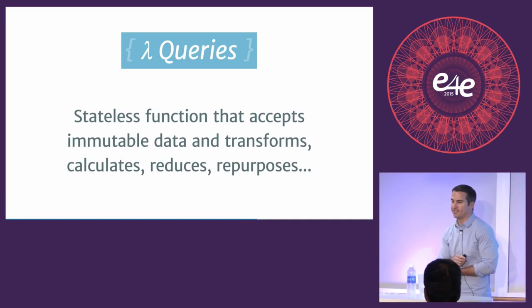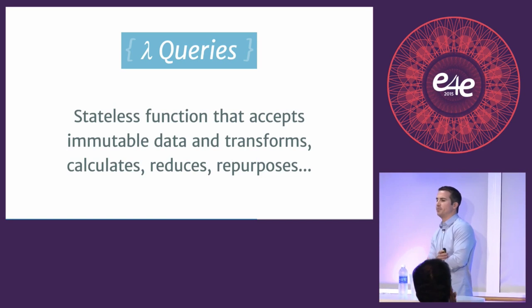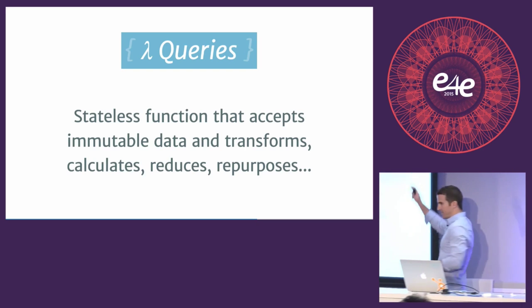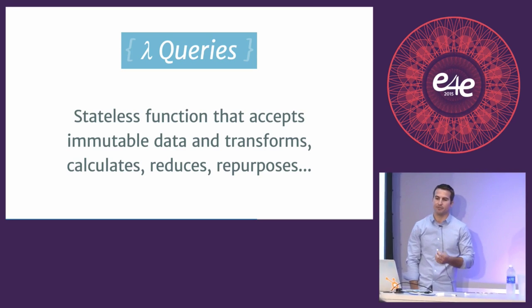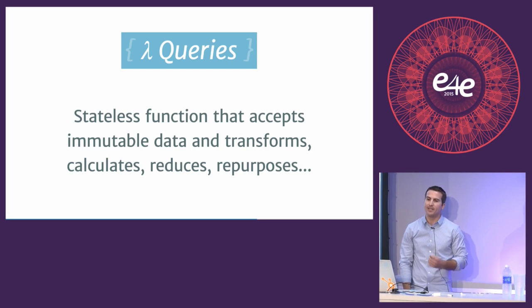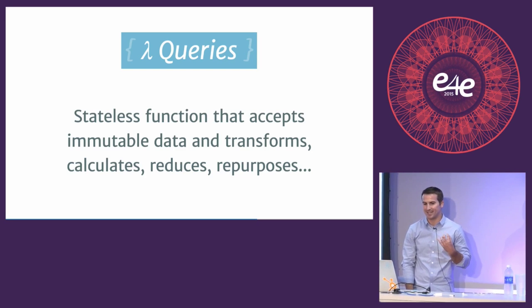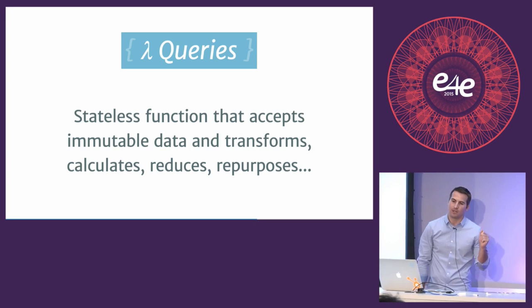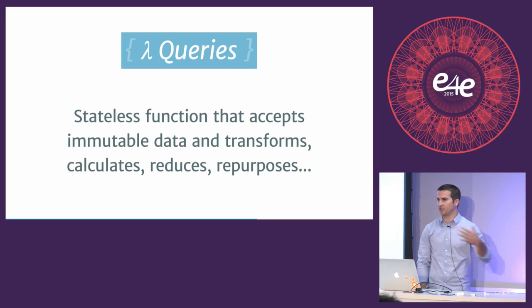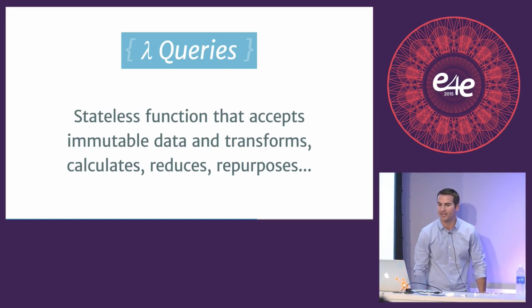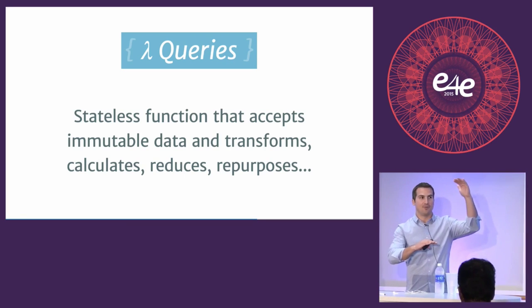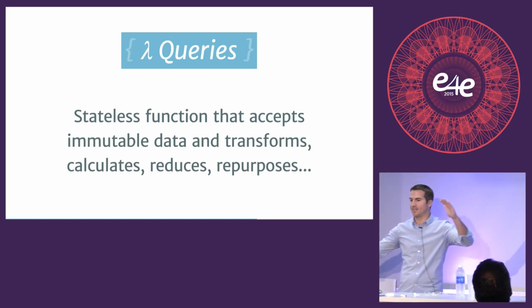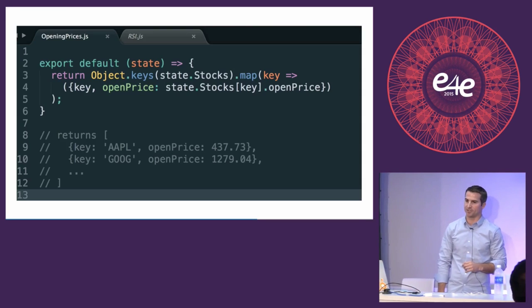Queries are a little bit different. They start off sounding the same. They're stateless functions that accept immutable data, and they transform, calculate, reduce, or repurpose data, much like that sidebar. We're just taking a different view on it. And the big difference here is that we want to really actively cache queries, whereas with a service, you don't really want to. You still want to let the service handle what it's going to do in business logic. But with a query, when you're dealing with immutable data and pure functions, if you receive the same object, you know that it's going to be the same end result, no matter what. That is a guarantee that we get. And so we want to be able to short circuit that for performance.